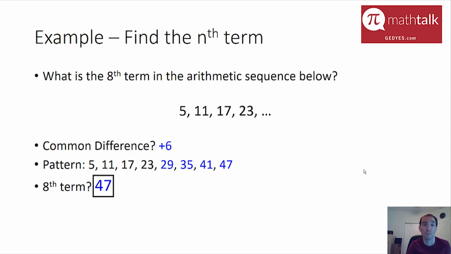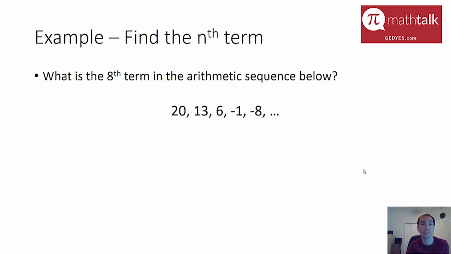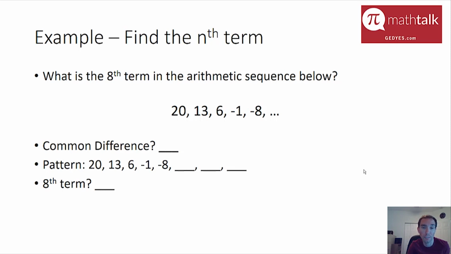All right, great. So let's take a look at another example to find the nth term in an arithmetic sequence. Again, we're asked to find the 8th term in this sequence, and from what you can see, it starts at 20 and it goes down to 13 to 6 to -1, -8, etc. So we're decreasing the value every time, which means the common difference is going to be a negative number. We're going to be subtracting some number. So let's continue the pattern. Let's first figure out what the difference is. To get from 20 to 13 to 6 to -1 to -8, I'm going to be subtracting 7 every time.